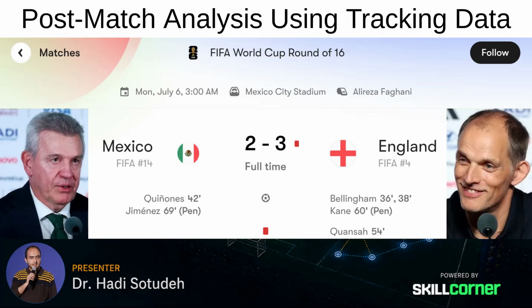Hello and welcome to today's FIFA World Cup post-match analysis session using SkillCorner tracking data. We are going to focus on England's match against Mexico, where they could beat altitude with their attitude.